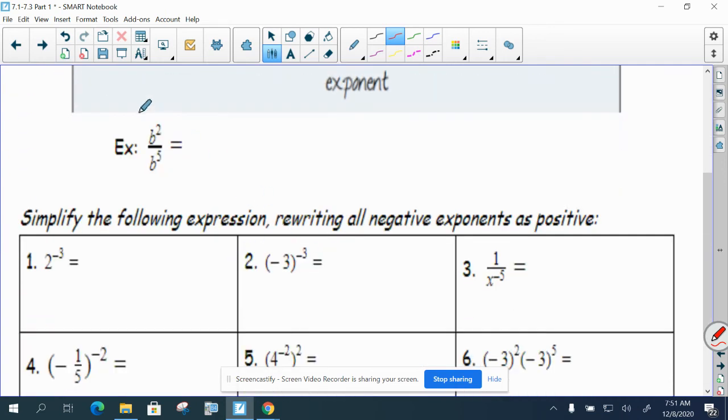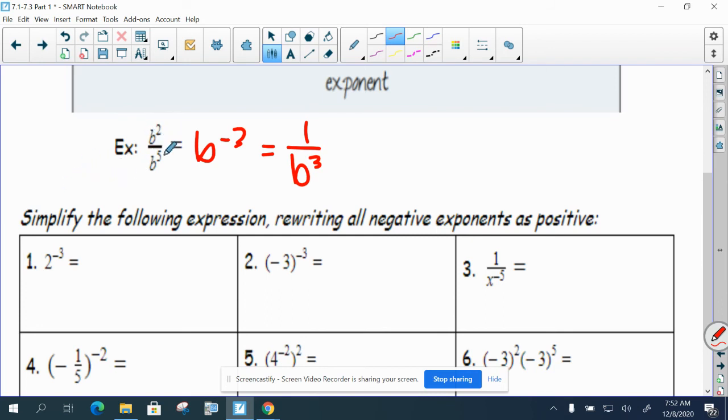All right, so here's an example. 2 minus 5 is negative 3. So you'd have b to the negative third. And then if we want to make the exponent positive, you would flip it and make it 1 over b to the third.